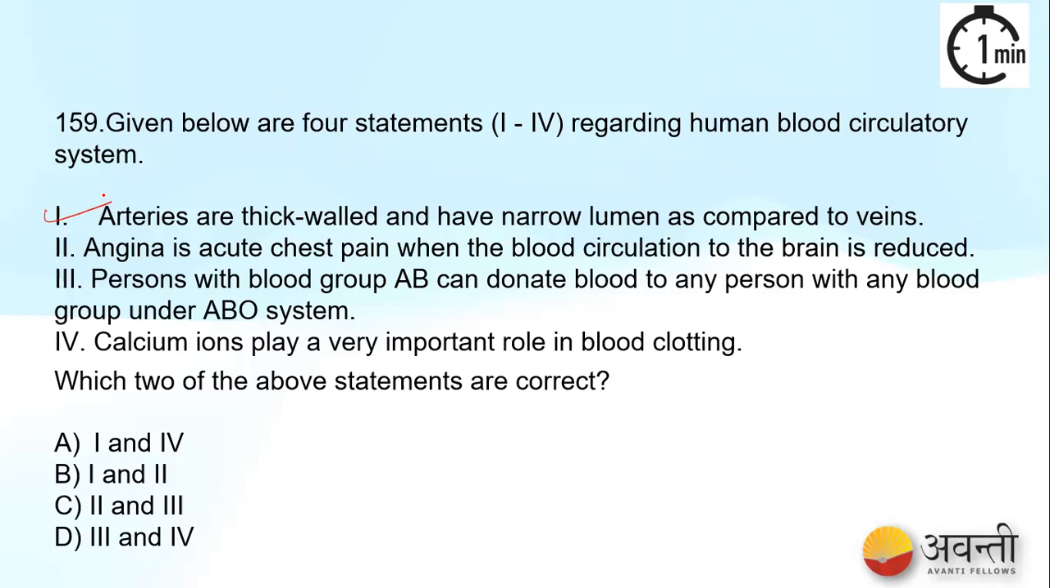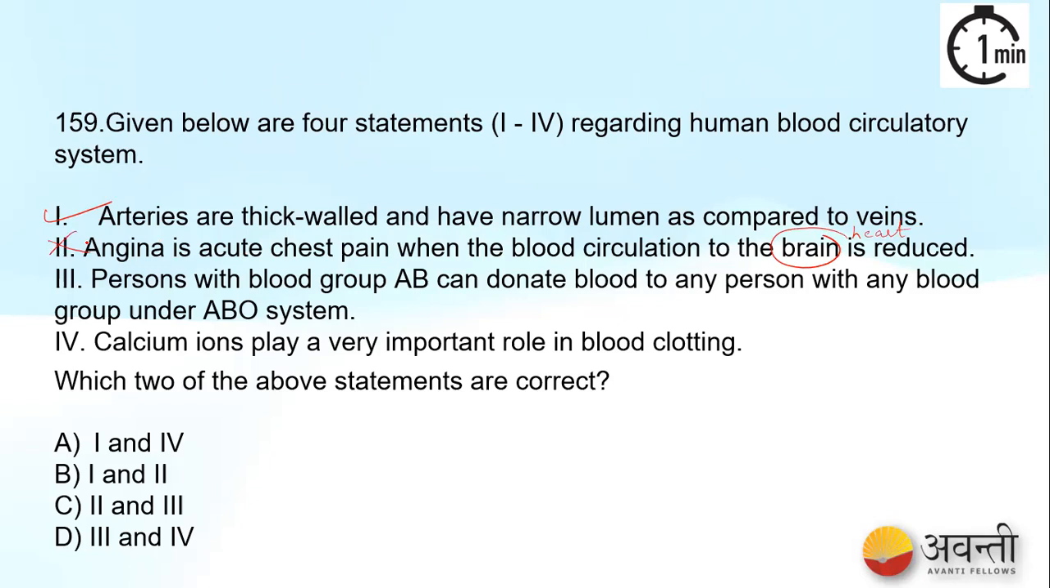Angina is an acute chest pain when the blood circulation to the brain is reduced. So actually, angina is an acute chest pain. Yes, correct, when the blood circulation to the heart is reduced. Okay, so it is actually heart, not brain. So that is why our option 2 is wrong.